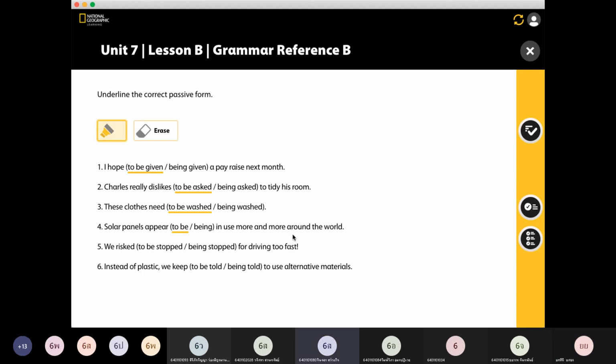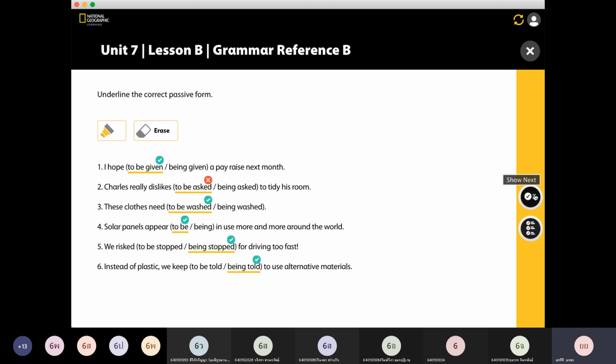Number 6, we keep being told. Okay, we keep being told. Number 5, we risk being stopped. Okay, we risked being stopped. All right, so let's have a look.